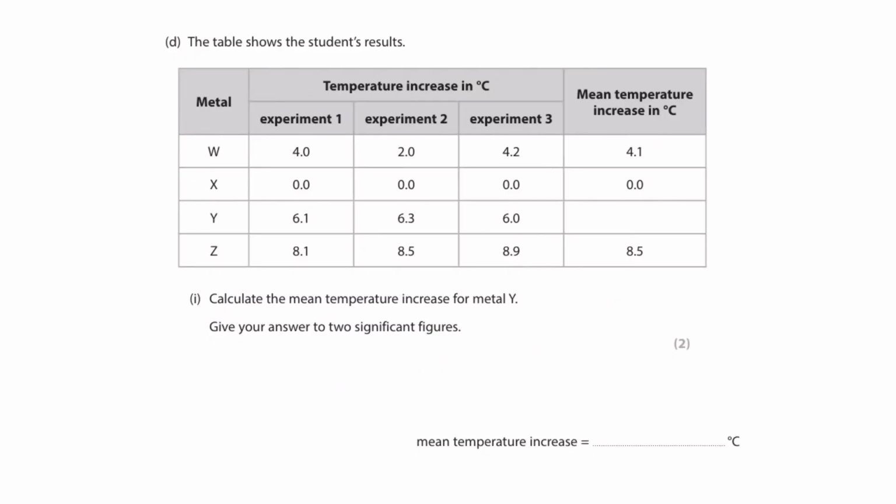Calculate the mean temperature increase for metal Y. They are asking us to find the average. So we have the 3 temperature increases, 6.1, 6.3 and 6.0. How to find the mean temperature increase? This is how we're going to find it.